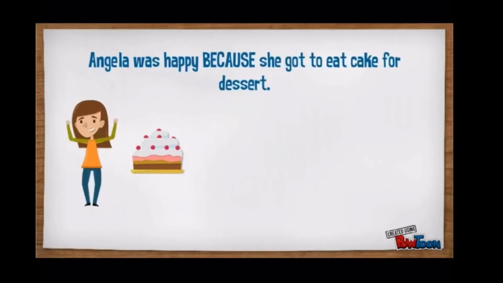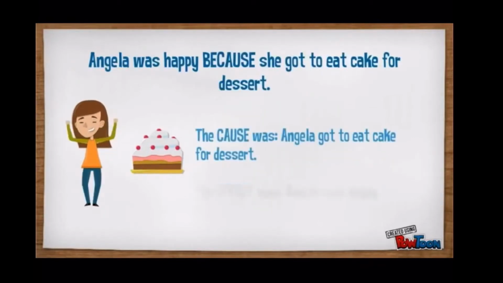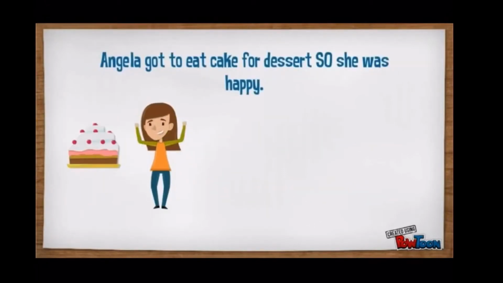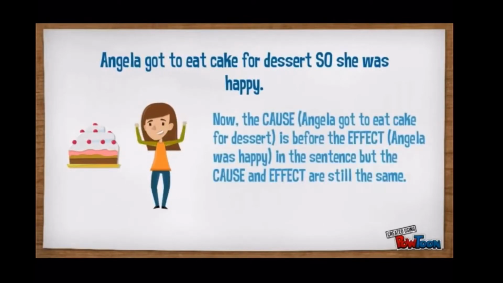Okay, so let's look at this cause and effect relationship. The cause, Angela got to eat the cake for dessert. The effect, well, that made her really happy, right? Cause and effect. Here's another way to look at it. Angela got to eat cake for dessert, so she was happy.